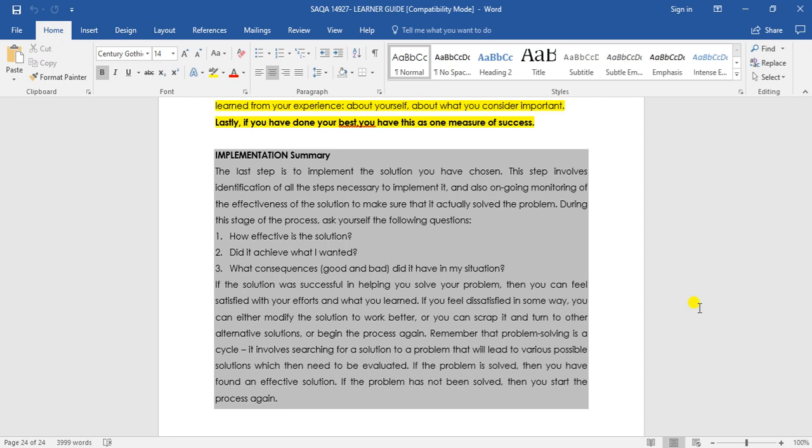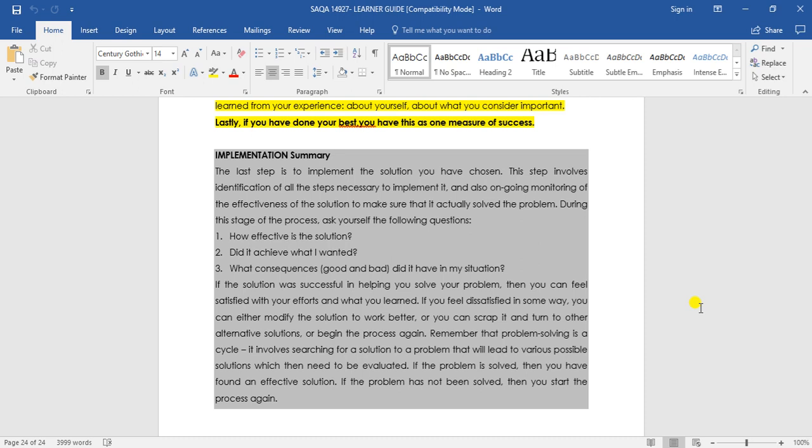If the solution was successful in helping you solve your problem, then you can feel satisfied with your efforts and what you learned. If you feel dissatisfied in some way, you can either modify the solution to work better, or you can scrap it and turn to other alternative solutions or begin the process again.